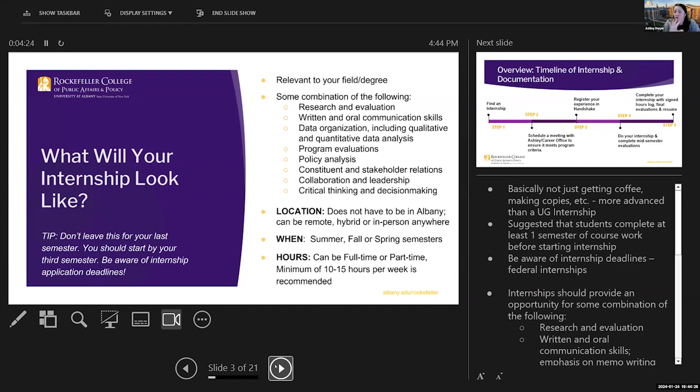This is all outlined in our job and internship handbook as well, which is on our website, at the end in our resources page.